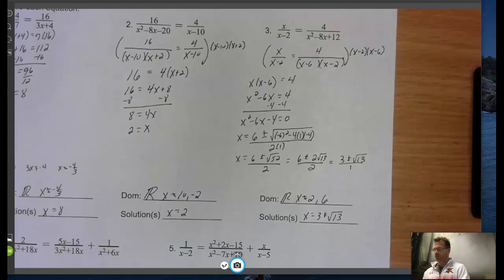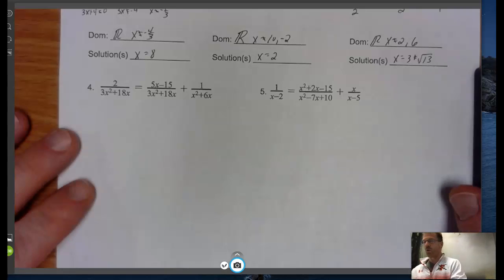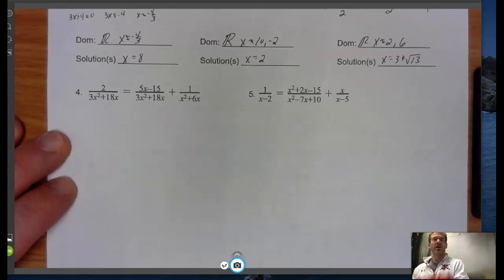We're going to do one more together. Let's do number 4 together, just because I wanted you to see one where we have more than 2 terms. So now we have 3 terms in this equation. Now, the process is the same.